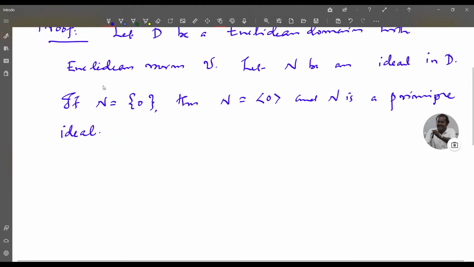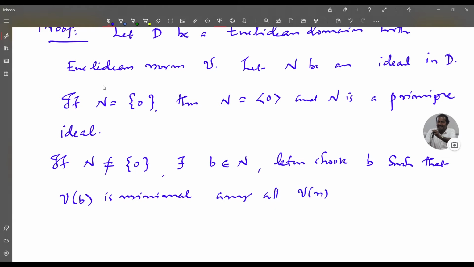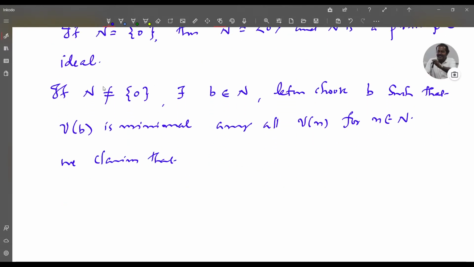If N is not equal to the singleton {0}, there exists a non-zero element in N, so there exists B belonging to N. Now let us choose B such that nu of B is minimal among all nu of n for n in the ideal N. We claim that N is the ideal generated by B.